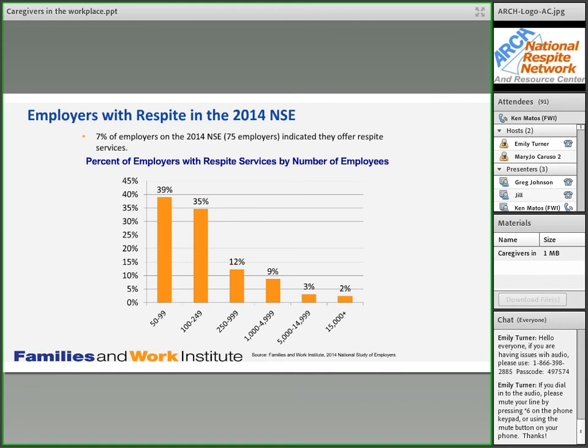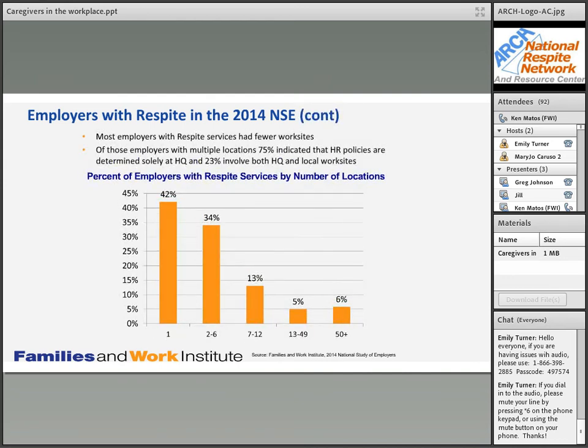Respite care refers to short-term care that helps families take a break from their normal routine of caring for elderly family members. So we gave them a definition of the concept just to make sure that they understood what we were asking. And we had about 7% of our total sample, or 75 employers, saying that they offered those kinds of respite services. In general, we saw that smaller employers were more likely to be in that pool of people who offered respite services. And similarly, we saw that employers with fewer work sites were most likely to provide respite services.